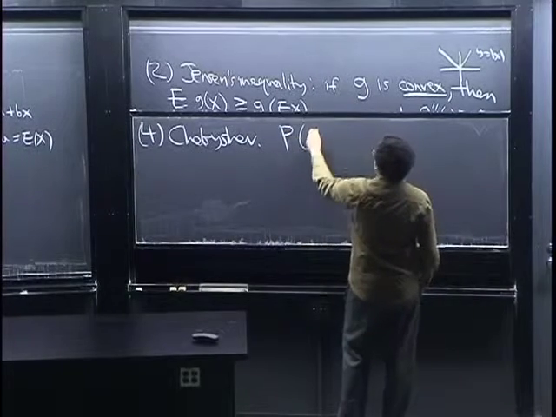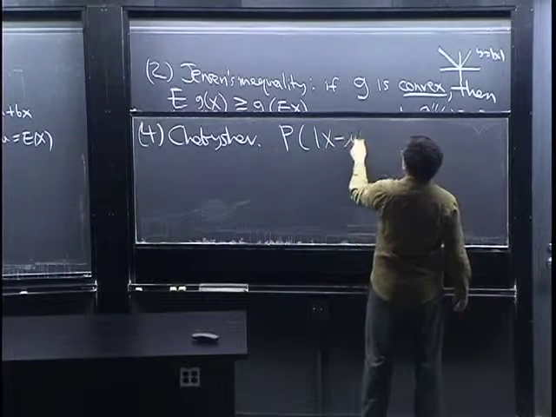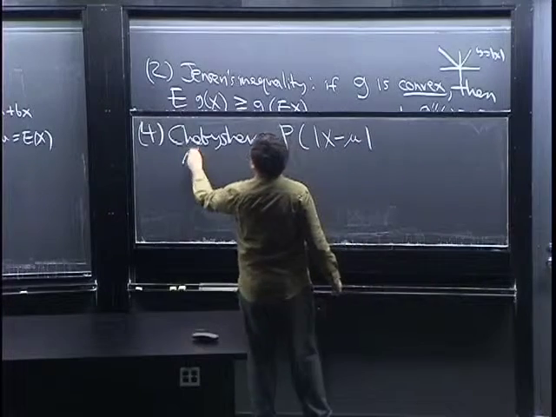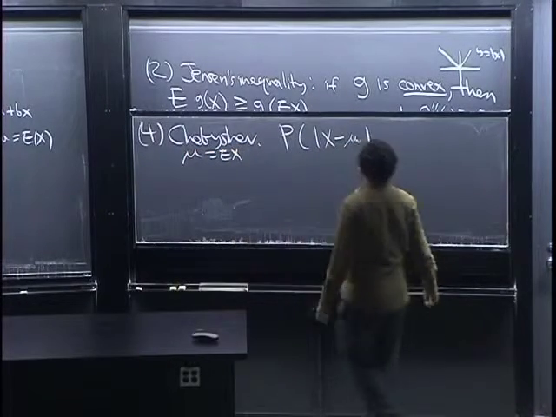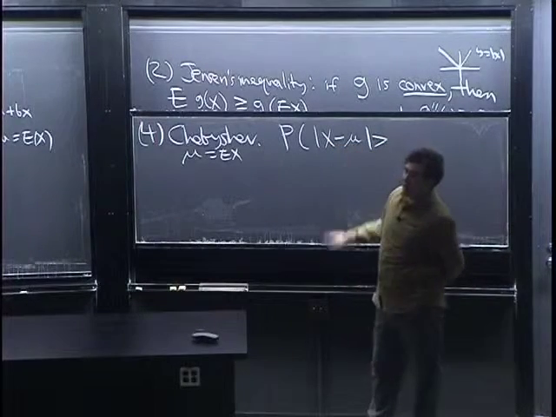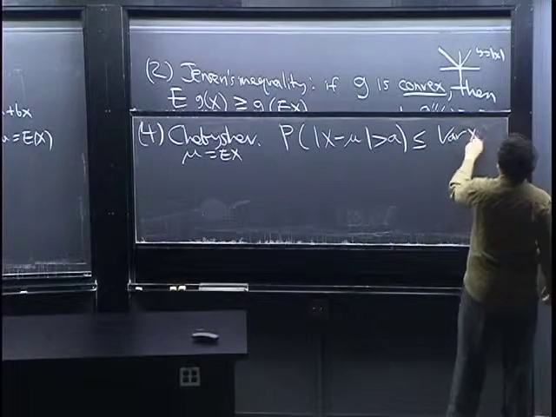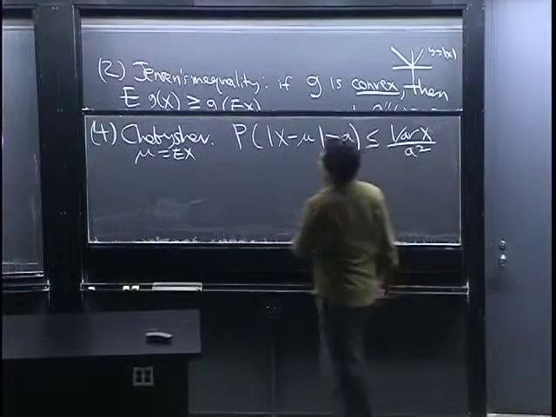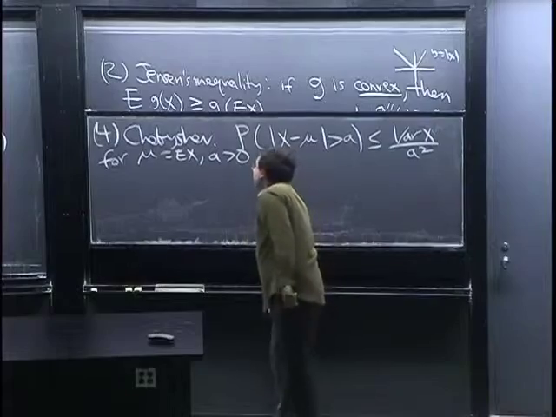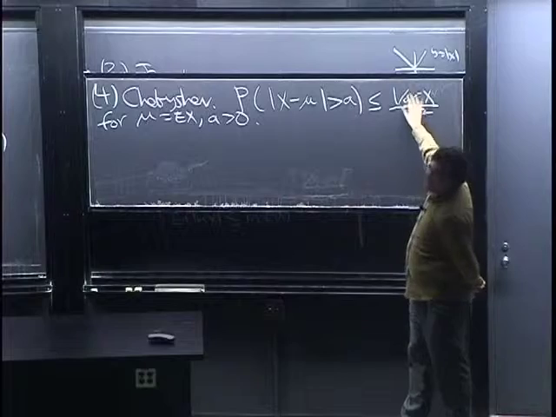It says that the probability that X minus its mean, we're just letting mu equal E of X, is greater than some number a, so here we're just looking at differences from the mean, is less than or equal to the variance of X divided by a squared. So mu is the mean, and a is any positive number. It's similar in spirit, except we're looking at the difference from the mean, and we get variance and a squared up here.